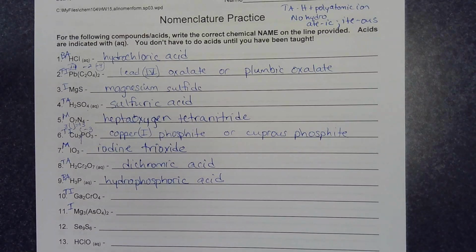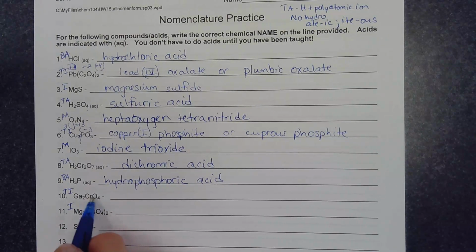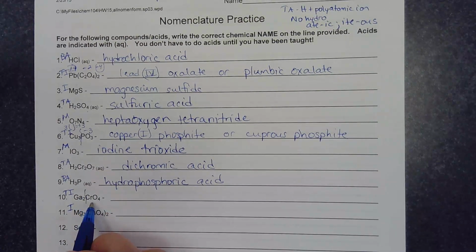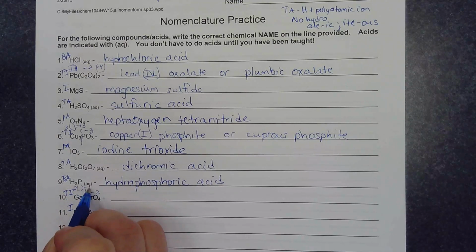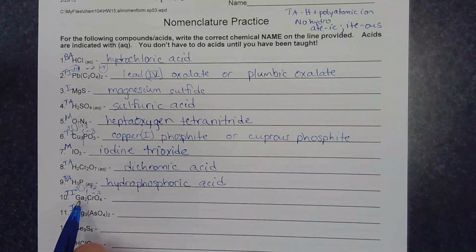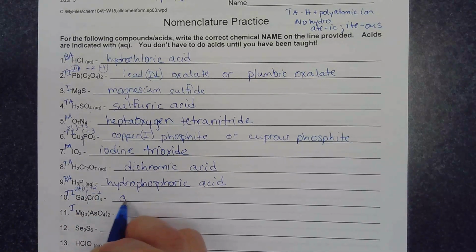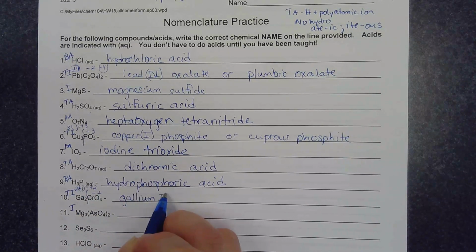Now, the next one is a transition metal ionic. We must figure out what the charge is of this transition element. So we look at our non-metal or anion portion. Who is CrO4? Chromate. What charge does chromate have? -2. You have 2 times something which must equal +2. Each gallium must be what charge? +1. Each gallium must be +1. So the name is gallium, Roman numeral 1, who?